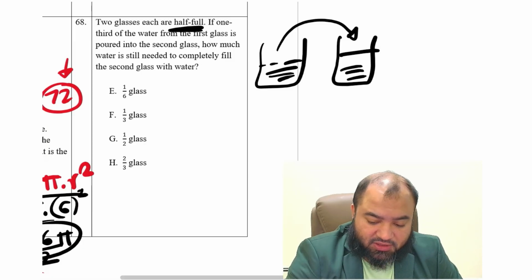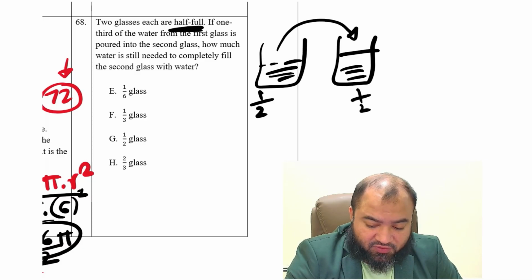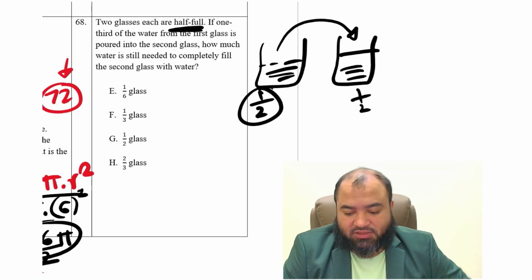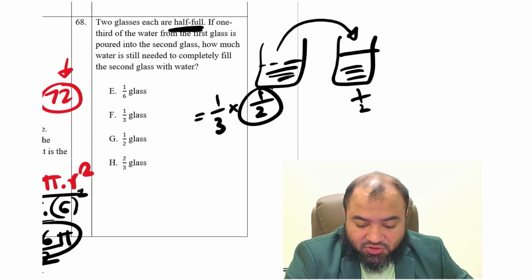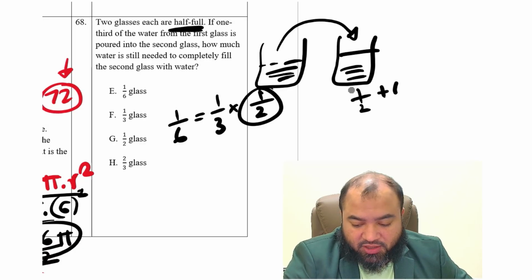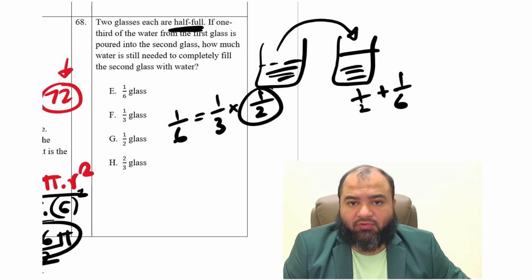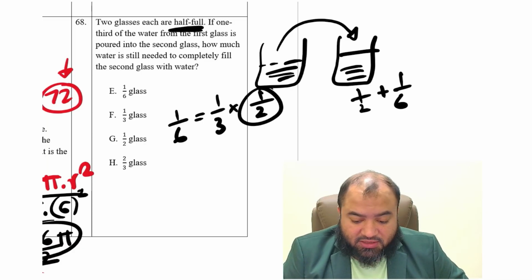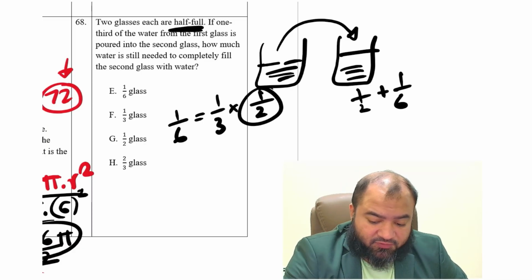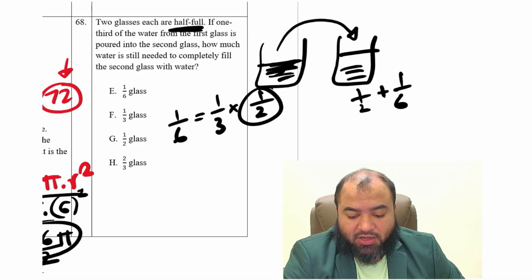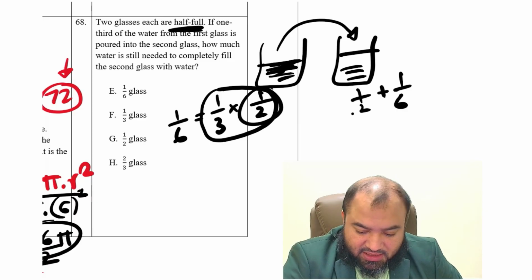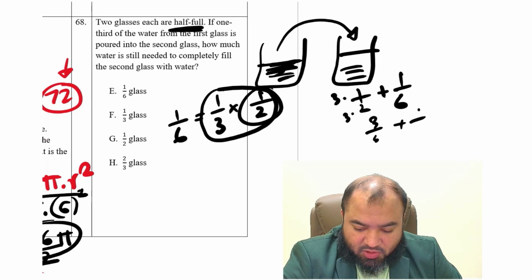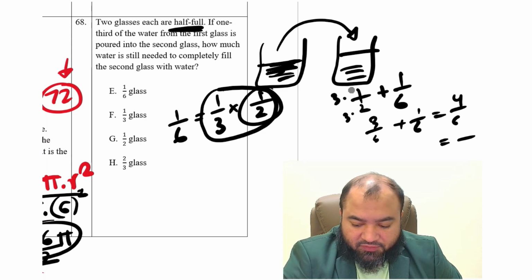Something very serious, take a look. This is already half full, and this is half full. They said 1/3 of this half was transferred to the other. So how do you find 1/3 of half? Times it by 1/3. So technically 1/6 was transferred to the other glass. Remember this, you have to be very careful. Because the glass wasn't full, you can't just simply take out the 1/3; we had to do 1/3 of the half. So half plus 1/6, times it by 3, that's 3/6 plus 1/6, that's 4/6. If you simplify it, it's 2/3.